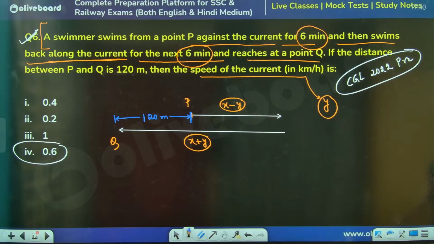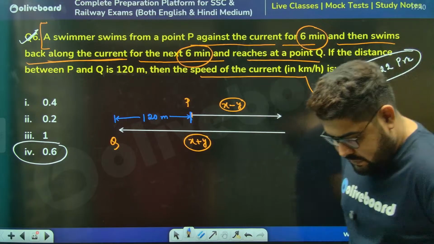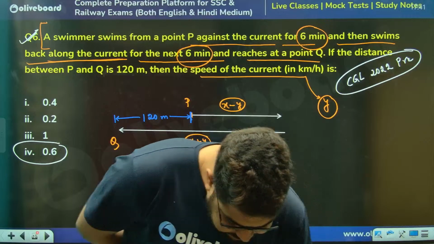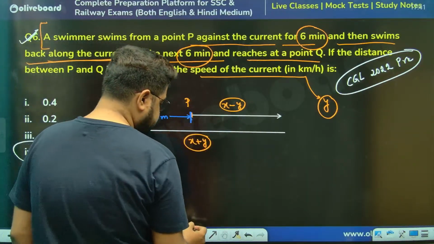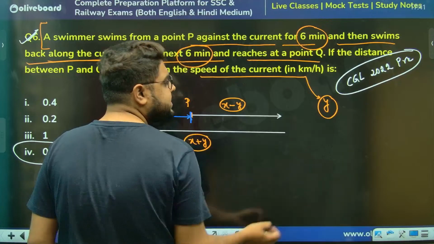The value of y, sir. So, anyone? Vigneshwar, अरे क्या है? Sir, think like this. Please think like this, sir.